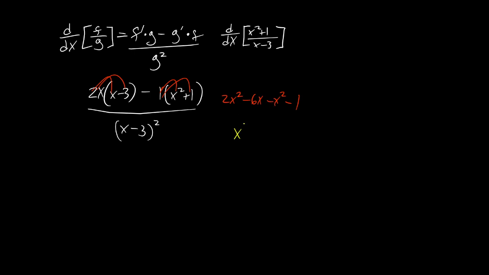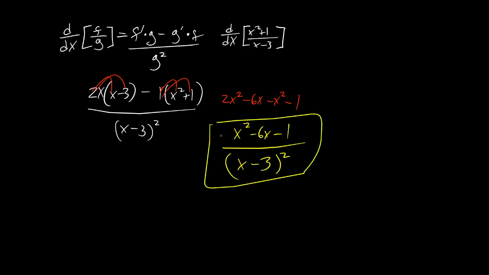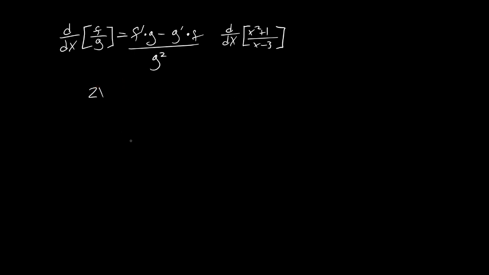So in the end we get x to the power of 2 minus 6x minus 1 all over x minus 3 to the power of 2. You can just leave the bottom like this, and this answer is completely okay. And that's the answer. So let's do a different problem now. It's going to be a bit more difficult.